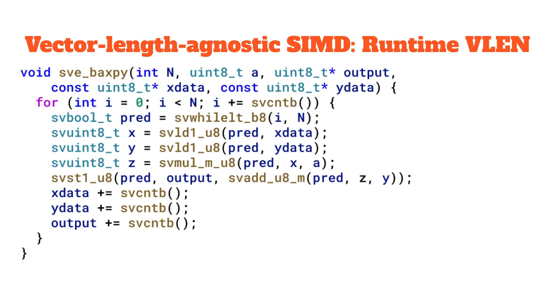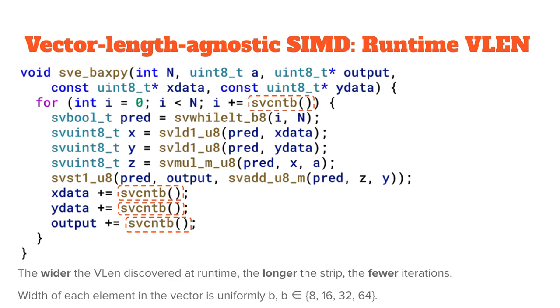The program shown here is a simple A times X plus Y vectorized with ARM SVE. The two vector strips are loaded first, and the linear combination is performed before the results are written out. It is this SVCNTB special instruction that reports the vector length from the hardware and paces the strip mining process. The wider the vector length reported, the longer the vector strip, and the fewer iterations there are.